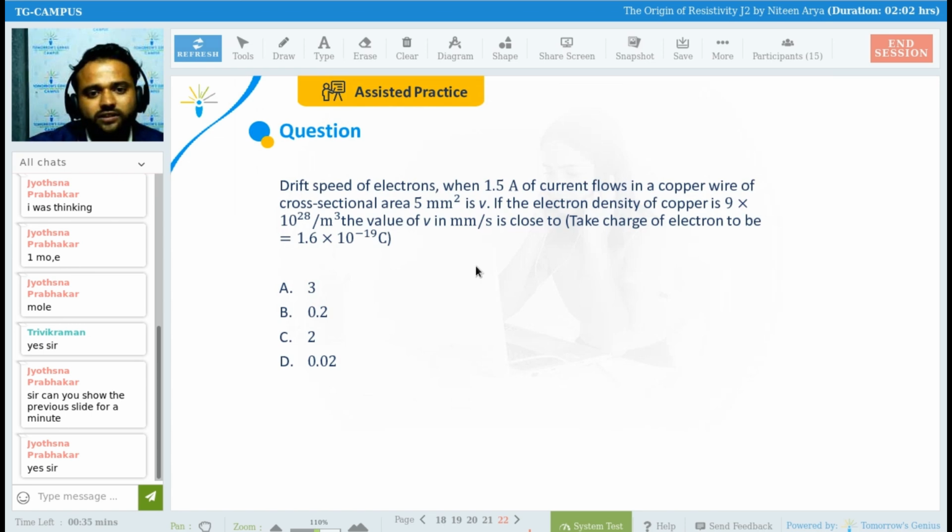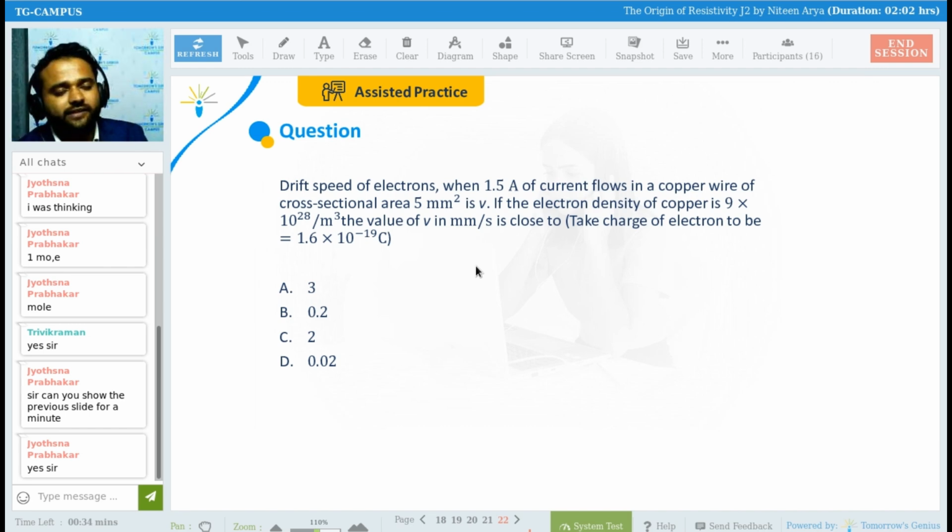Good. Okay, so this is your assisted practice, an easy one. Find the drift velocity of electrons when 1.5 ampere of current flows in a copper wire of a given cross-sectional area. If the electron density of copper is given, the value of v in mm per second is close to what? Everything is given: current, area, and n, because you can see it is the number of electrons per unit volume. You need to find v, which is drift velocity. So tell me what is the answer. I'm not going to elaborate.